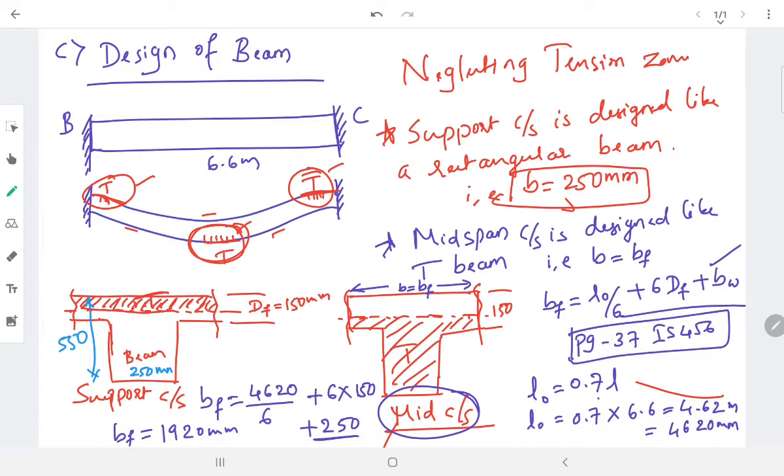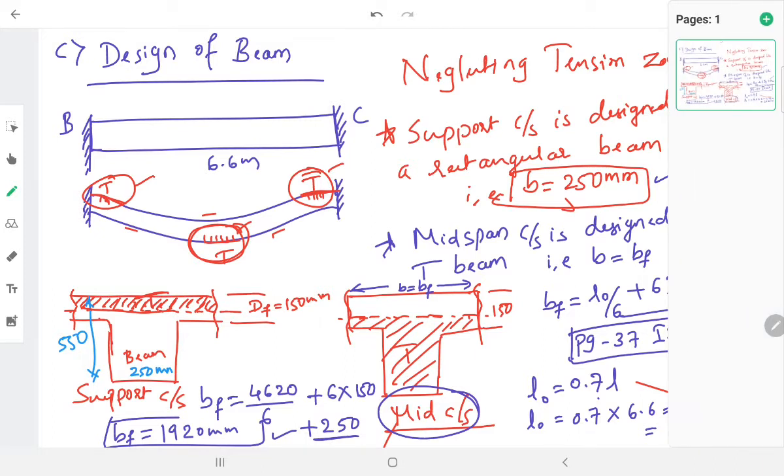After this, let's design the support cross section. Right, now we need to remember this: whenever we are designing a support cross section, B has to be taken as 250, and when we design a mid span cross section, BF has to be taken as 1920. That's it. So we'll go for the next part of this.